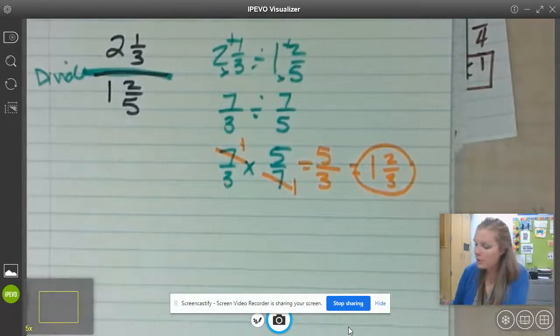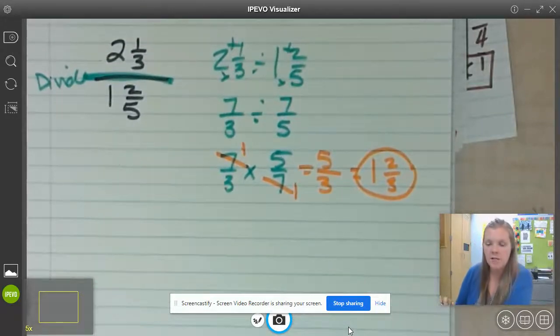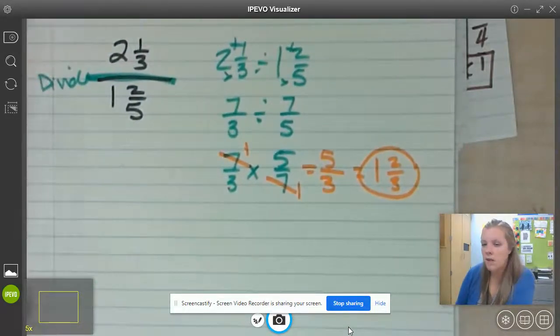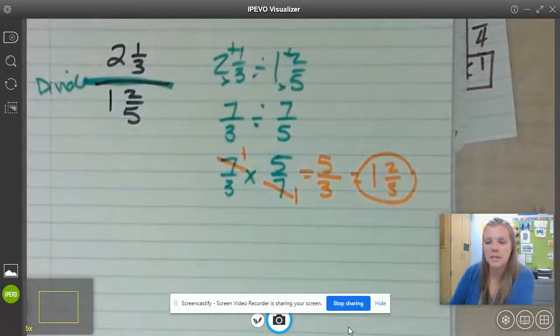So again, complex fractions are just fractions in fractions. And we're going to use complex fractions when we work on calculating unit rate with fractions. But we'll start with this for now.